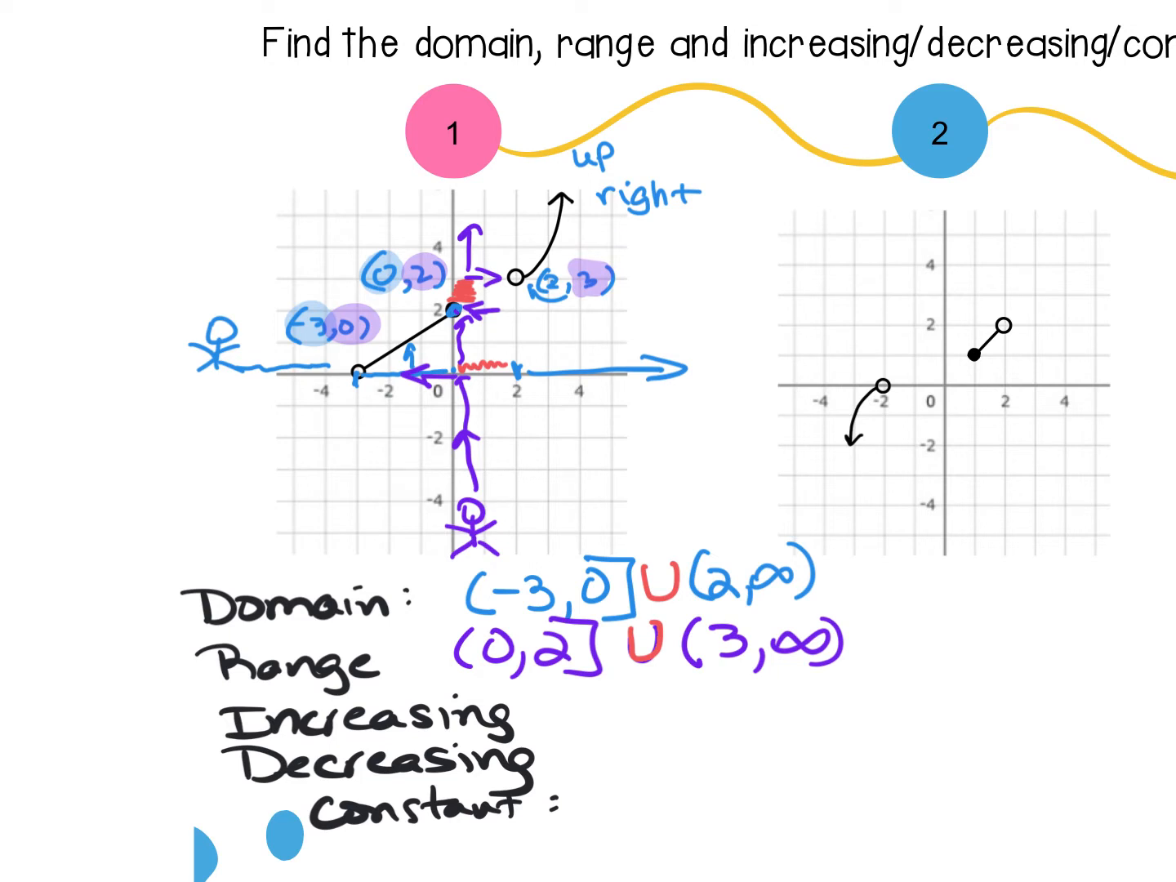That is your domain and range. You have to put the brackets and the parentheses based on the solid circle or the open circle. Now, the increasing, decreasing, constant comes from the domain. Now, again, what we're going to look at, don't look at the arrows. We're looking at the positive and the negative slope. All right.